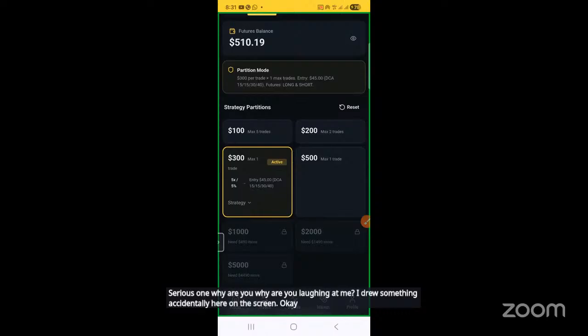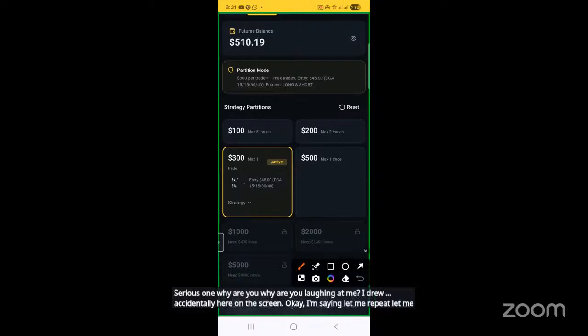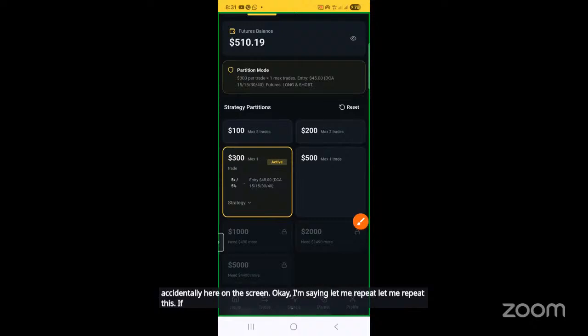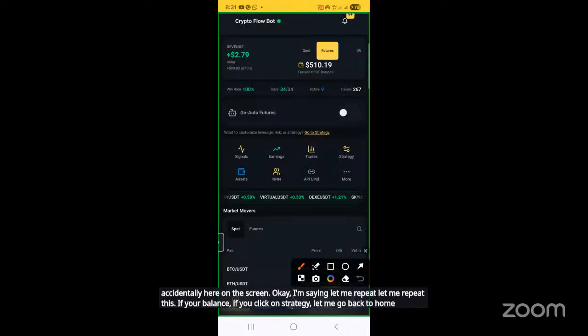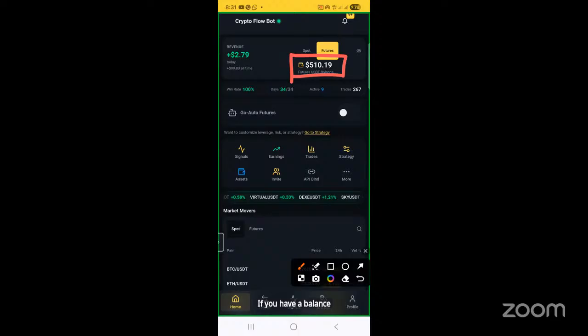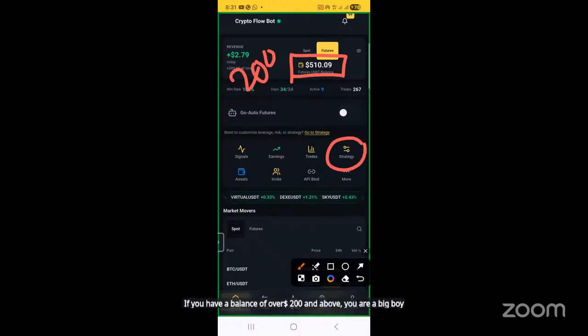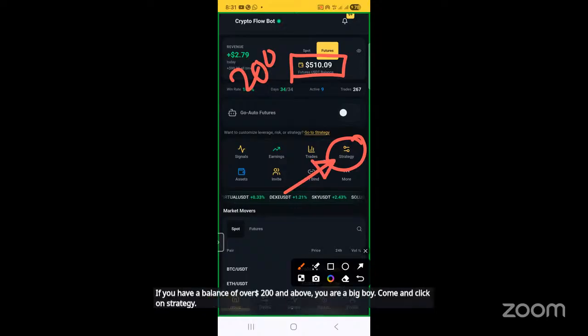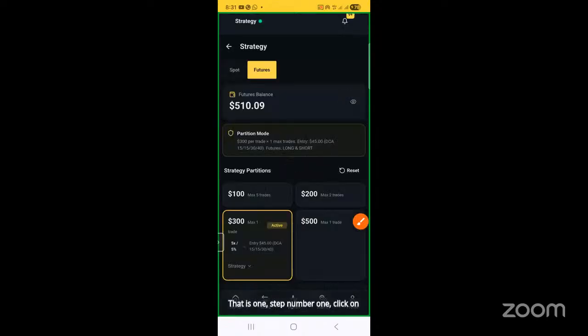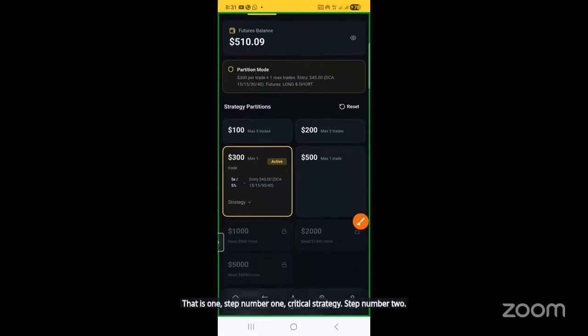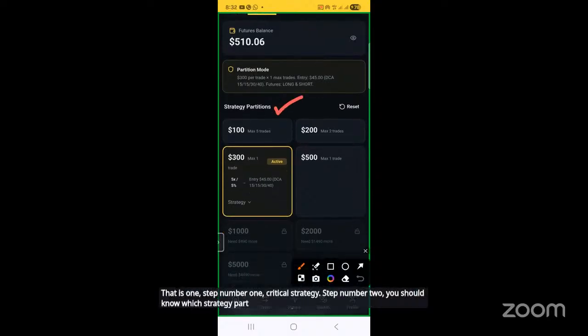Okay, let me repeat this. If you click on strategy, let me go back to home. If you have a balance of $200 and above, you are a big boy. Come and click on strategy. That is step number one, click on strategy. Step number two, you should know which strategy partitions are going to be open.